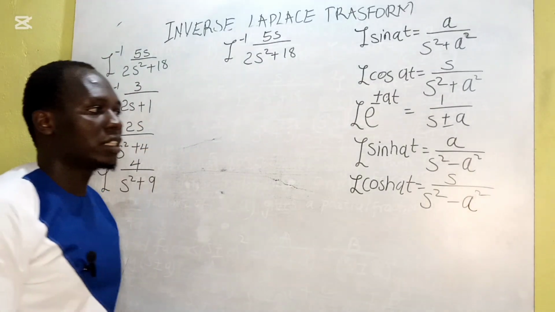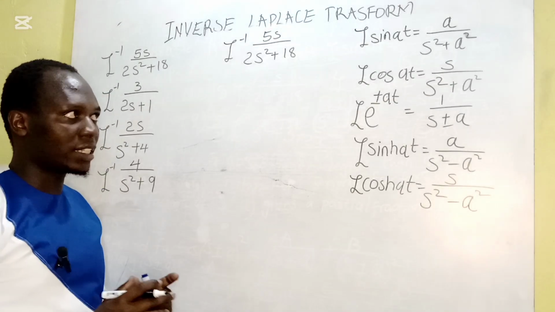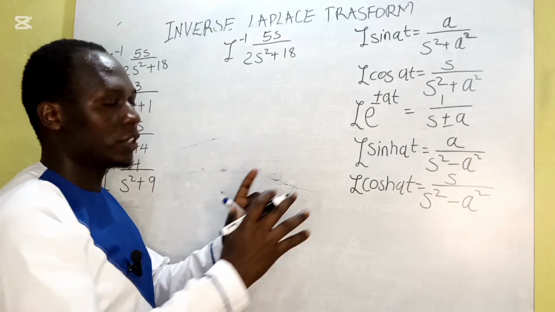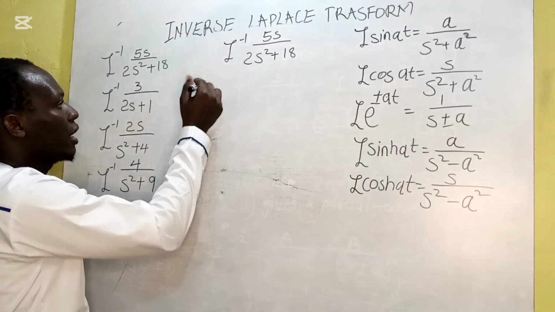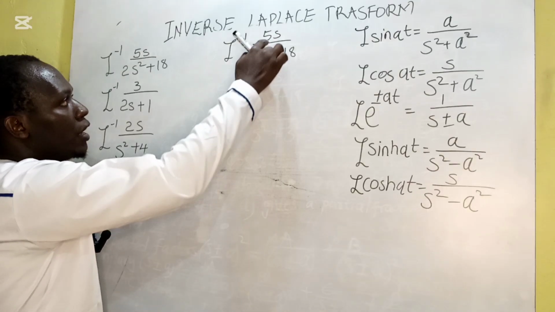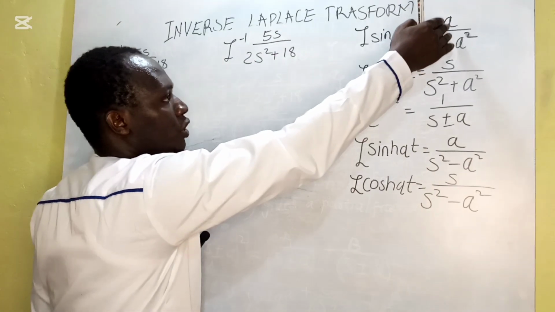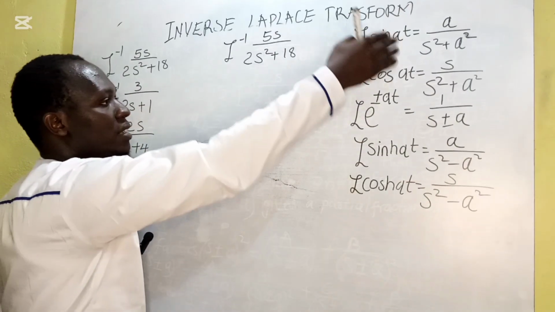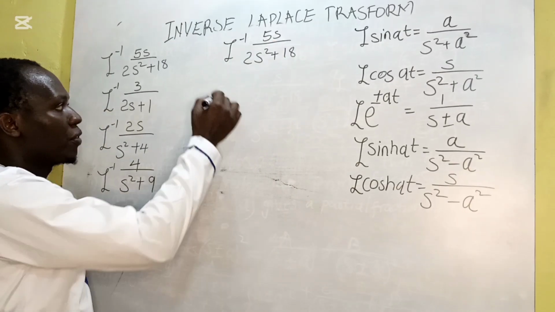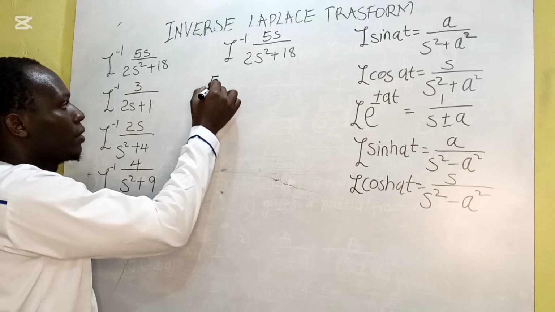These are the basic things that you need to understand. Once you have this concept, you are ready to go. Now let us get into our first example. Here we are going to factor out 5, because when you check on this side, their Laplace transform does not have a coefficient. So we are going to have 5.